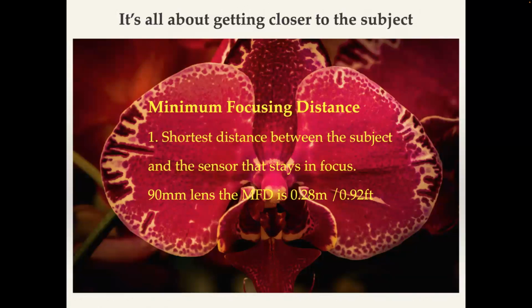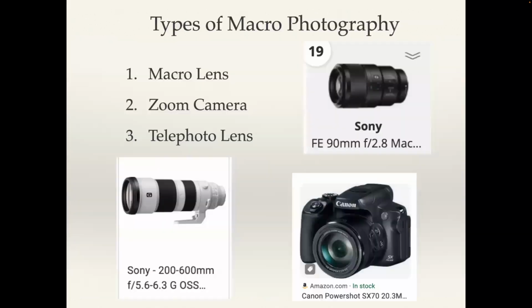In macro photography, actually all photography, the minimum focusing distance is defined as the shortest distance between the subject and the sensor that stays in focus. For instance, my 90mm lens has a minimum focusing distance of 0.28 meters or 0.92 feet or roughly 11 inches. So then how do we get there?